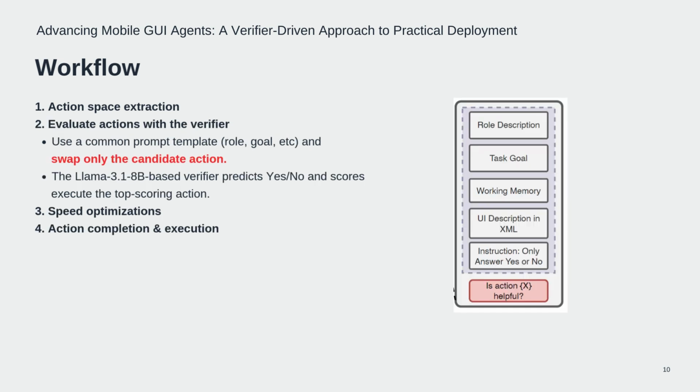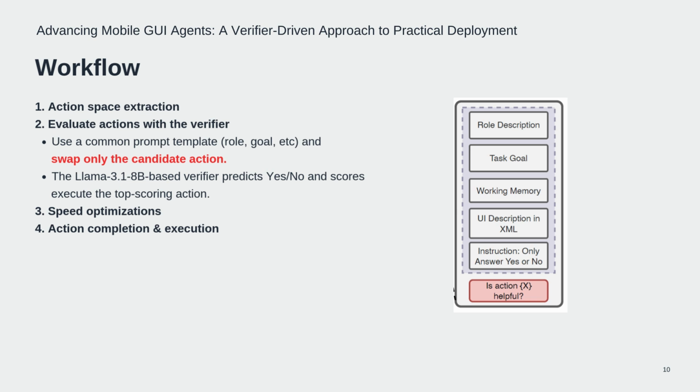Next, evaluate actions with the verifier. For each candidate action from step 1, we now call a verifier model. They use a fixed prompt template that describes the task and current context, including a summary of what's been done so far and what's on the screen, and then ask about the candidate action.